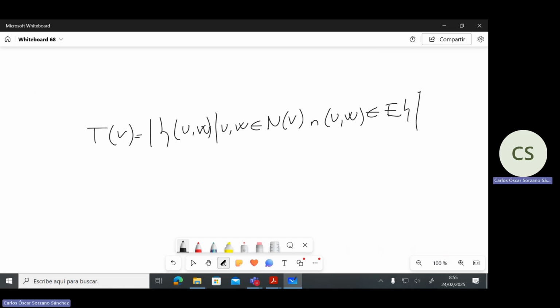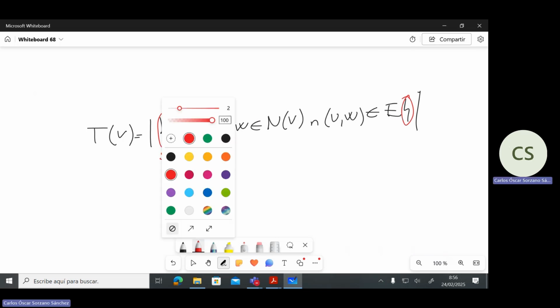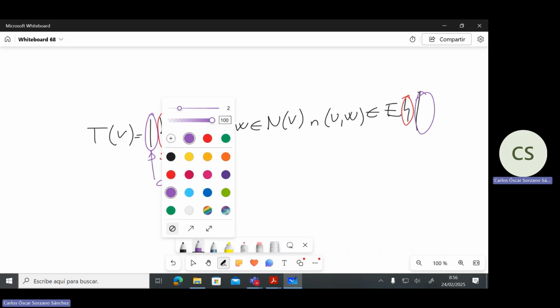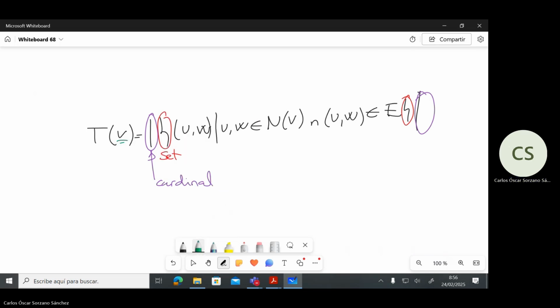Okay, so let's start. So first we have a set. This means that we are counting. So this is the cardinality. So we are counting how many elements are in this set. Okay, so the set of what? So the set of, we have a node, and then we have the neighbors of that node, and U and W are neighbors of that node.